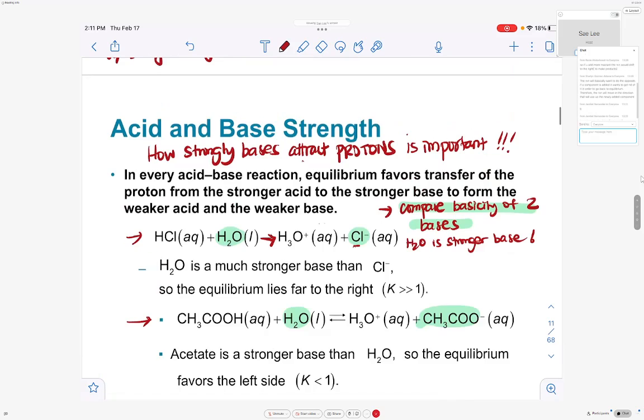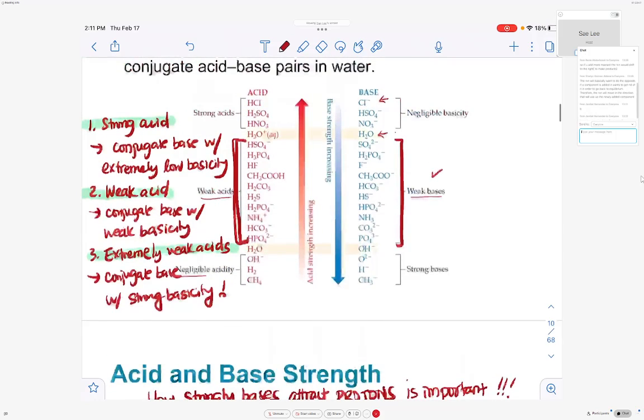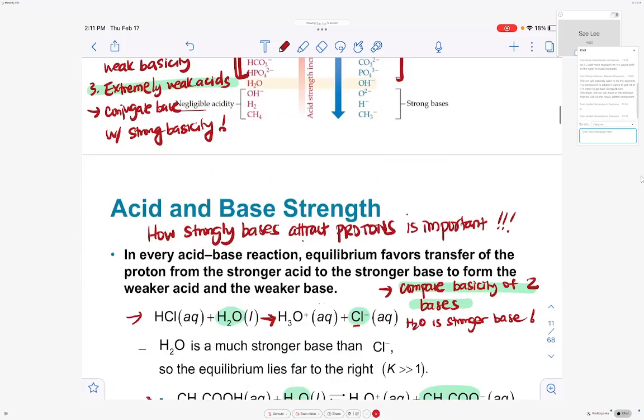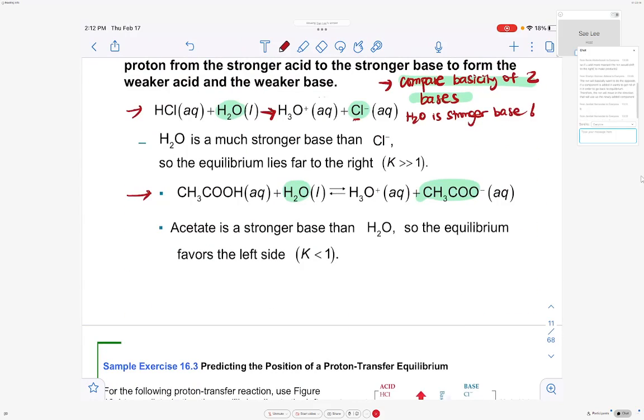Let's go back to the chart. So water is right here and acetate is right here. Which one is a stronger base? Acetate is a stronger base, okay? Therefore, what does this tell us? It will be very likely that acetate would steal the proton from hydronium ion. It is very likely that acetate would receive proton from hydronium ion, okay?